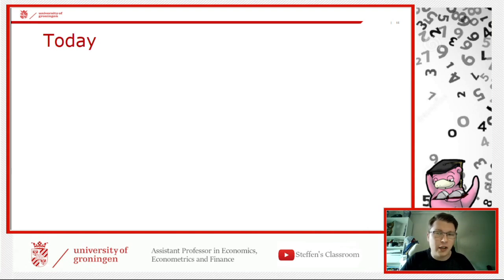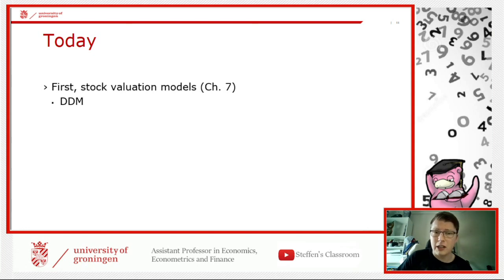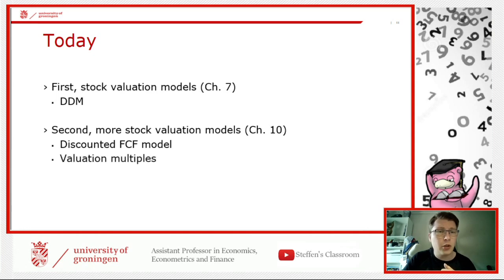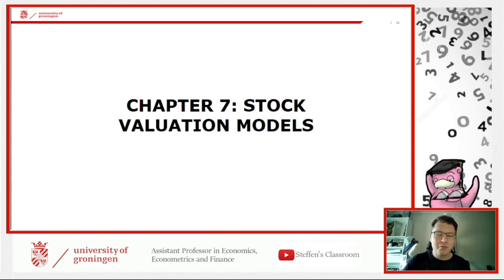And how can we use this to calculate the weighted average cost of capital? First, we have the dividend discount model. It's going to be chapter 7. And then we go on to other models, which is the discounted free cash flow model that builds heavily on what we had last week. And of course, then we also use valuation multiples. And we're also going to talk about the efficient market hypothesis, which I think is a really interesting thing. So without further ado, let's jump in and take chapter 7, starting with the dividend discount model. Hope everybody's fine so far. That was one hell of a long introduction, though.